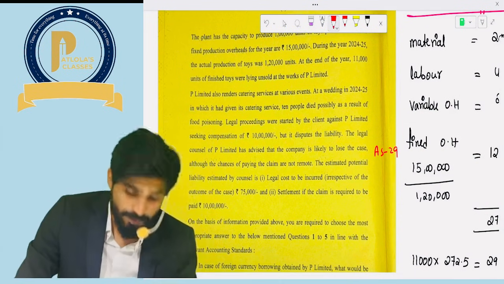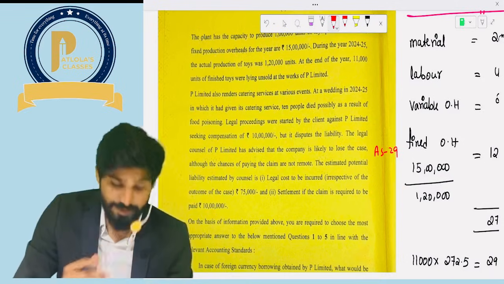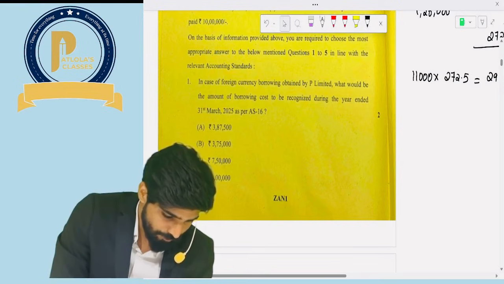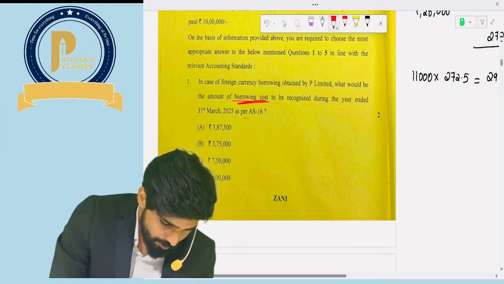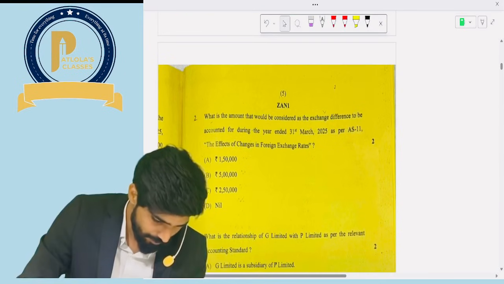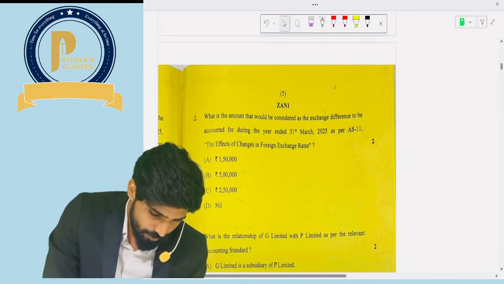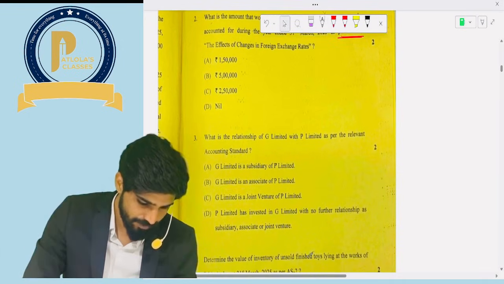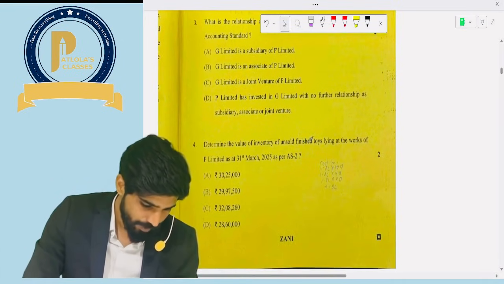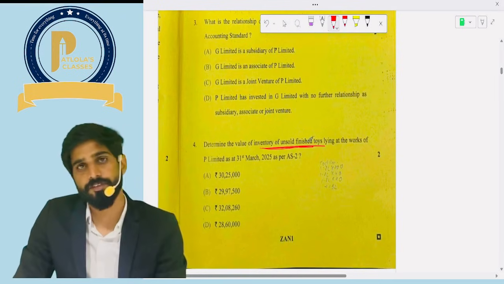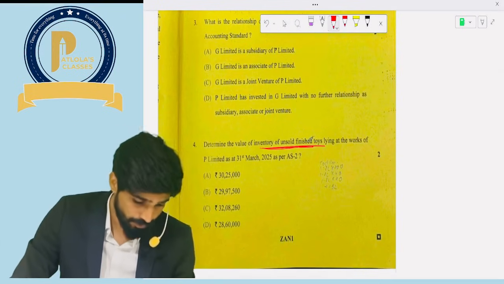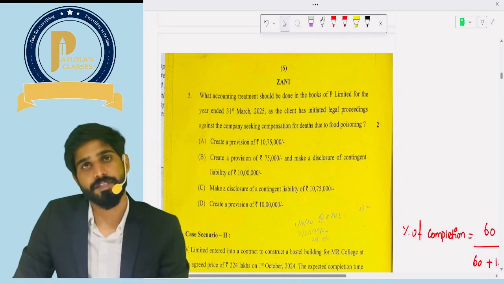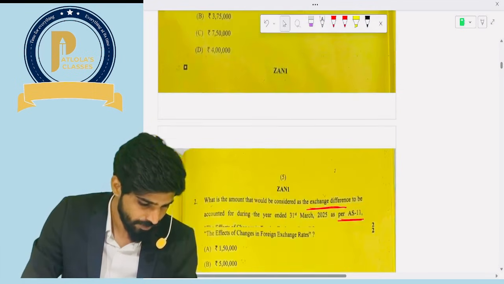Let us first always understand that we will read the questions before we read the case study. The first question they are asking is how much will be the borrowing cost as per AS 16. We'll answer that. And they are also asking how much would be the exchange difference that will be dealt as per AS 11. The next thing is they're asking about related party relationship, and how much is the value of unsold finished toys. That means they're talking about closing stock. And in the last they are asking how much provision and how much contingent liability we need to create. So let us read the case study.